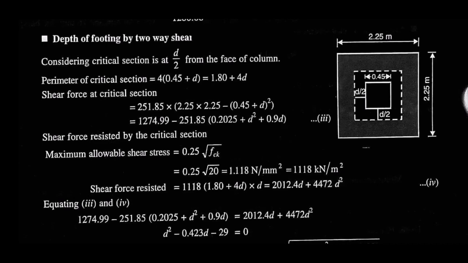So perimeter of the critical section will be 4 into (0.45 plus d). 0.45 is the value of one side of column, that is equal to 1.8 plus 4d. Now shear force at critical section is equal to Pu, 251.85 into [2.25 into 2.25 minus (0.45 plus d) whole square], that is equal to 1274.99 minus 251.85 within bracket (0.2025 plus d square plus 0.9 d).